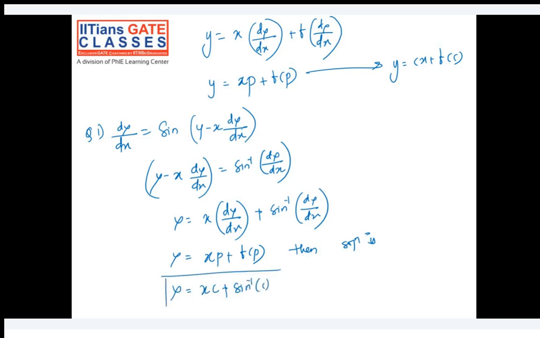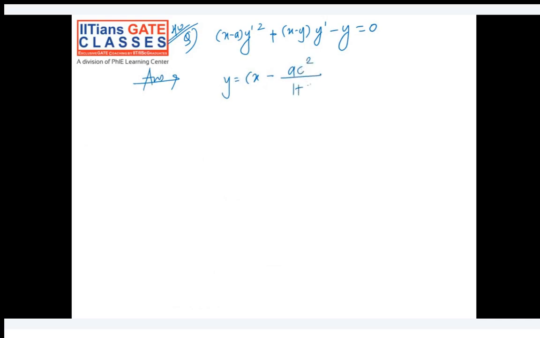Okay. Let me give you another question for homework. You can try it during your free time. X minus a into y dash square. Y dash square means dy by dx. Plus x minus y into y dash minus y dash minus y equal to 0. So using Clairaut's equation, you have to solve it, and the answer is y is equal to cx minus ac square divided by 1 plus c. Okay, solve this, you should get this answer.